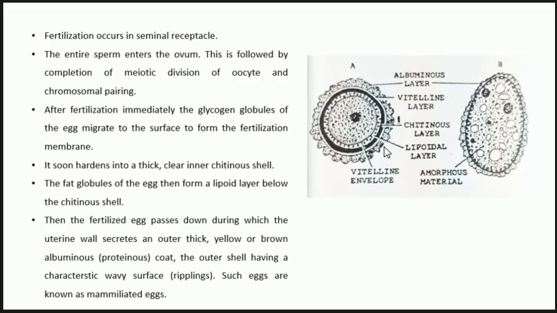So what development takes place after the fertilization? Development of the chitinous layer, lipoidal layer, vitelline layer and albuminous layer, remember. There is one characteristic wavy surface of this particular albuminous layer. Also, such eggs are sometimes called mamillated eggs, remember.